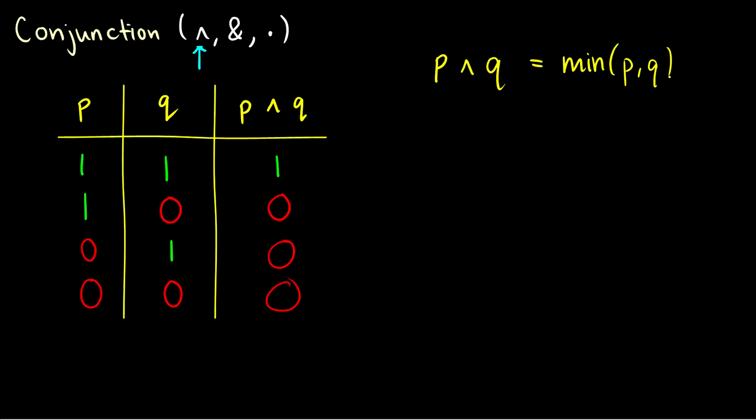So for instance, the minimum of P and Q in the first row is 1, because the lowest value between P and Q is 1. In the second row, the minimum of P and Q is 0, because Q is the lowest value. In the third row, P is the lowest value at 0, and in the fourth row, both P and Q are 0. So that's conjunction. And of course, conjunction is "and".